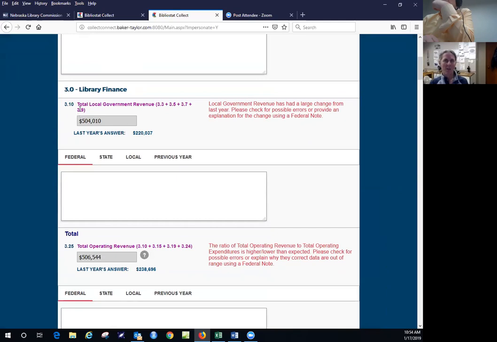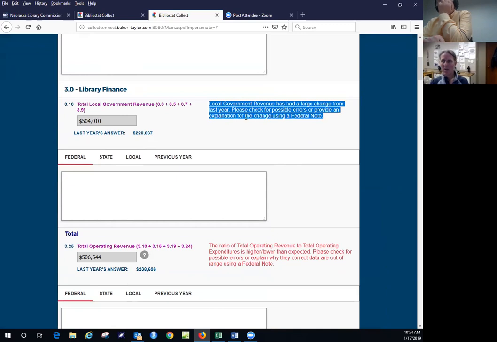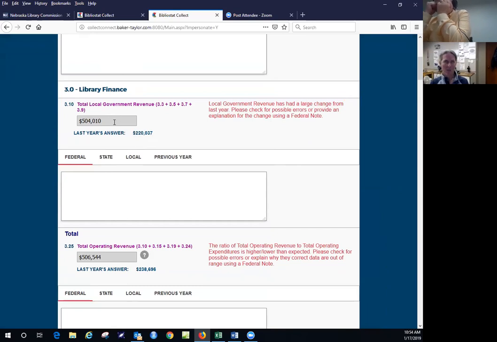We talked about this Tuesday. You've had a large change in your revenue here. So that did come up as an edit check. And this gives you an explanation. It says, you've had a large change from last year. Please check this data and see if it's correct. And if it is correct, they want to know what explains that large change.